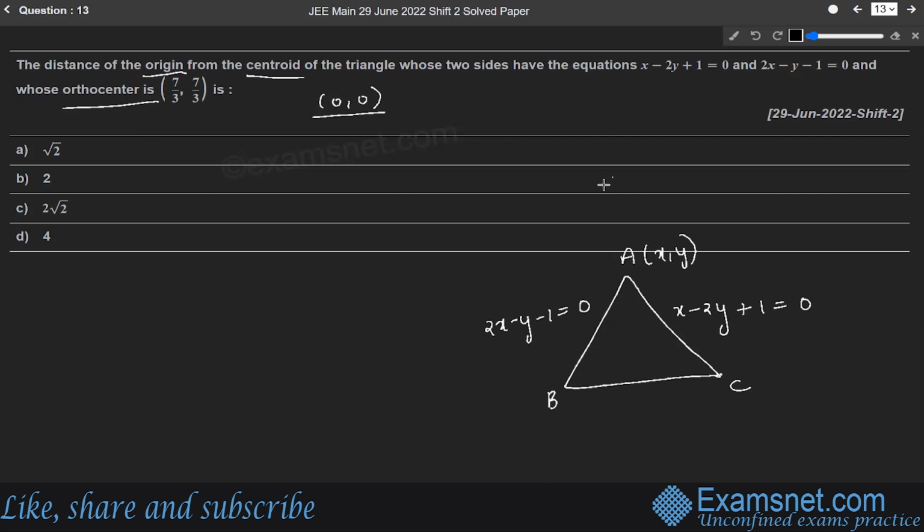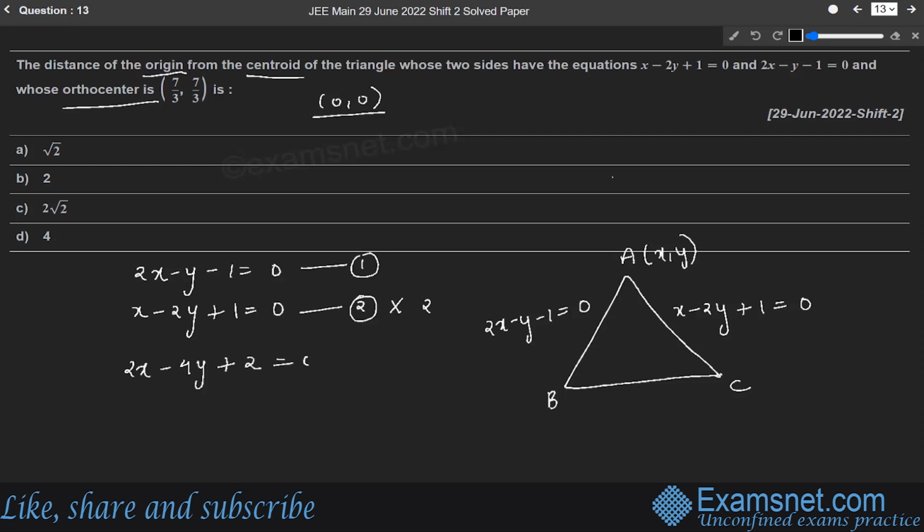We have two different equations. 2x minus y minus 1 is equal to 0 and x minus 2y plus 1 is equal to 0. Consider it as equation 1 and consider it as equation number 2. Now, let us do one thing. Let us multiply equation second by 2. So when we multiply this equation by 2, then we have 2x minus 4y plus 2 is equal to 0. And what was the first equation? First equation was 2x minus y minus 1 is equal to 0.